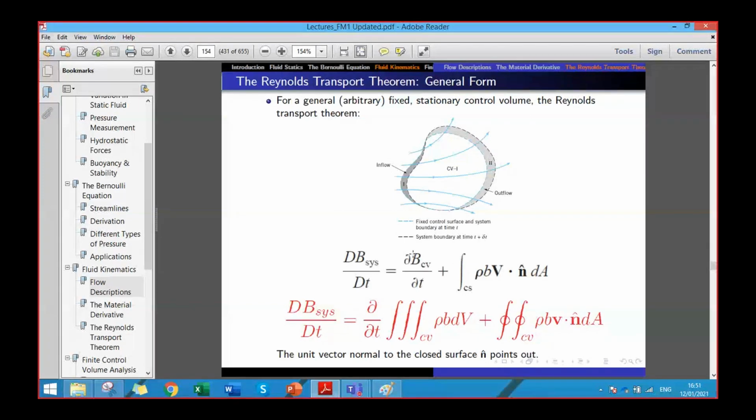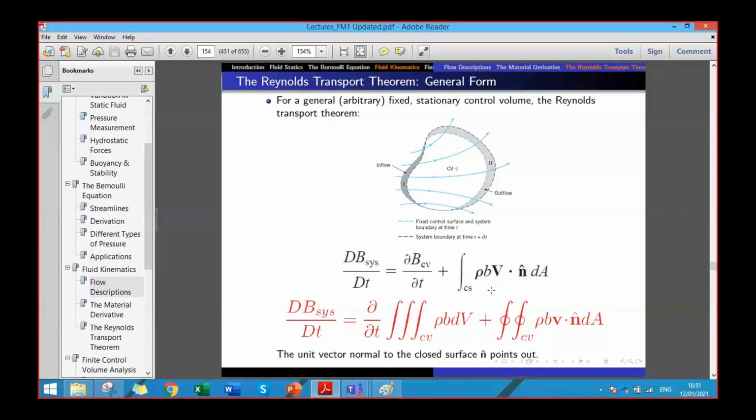If the flow is steady, it means that there is no change in the control volume with respect to time. This first term would be 0. There will only be change in the system because of the inflow and outflow, right? Is it clear?